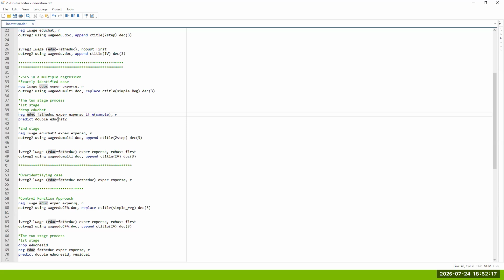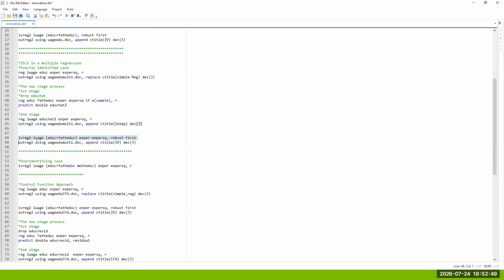Once I have predicted the education hat, this education hat now comes to replace the initial education here. So now we have the reg of wage, education hat 2, experience and experience square, same command to export it into Microsoft Word. I'll share this do file. So if you don't already have it, you can install it using ssc install.